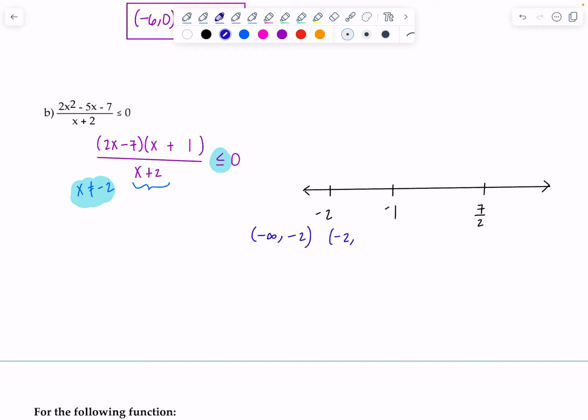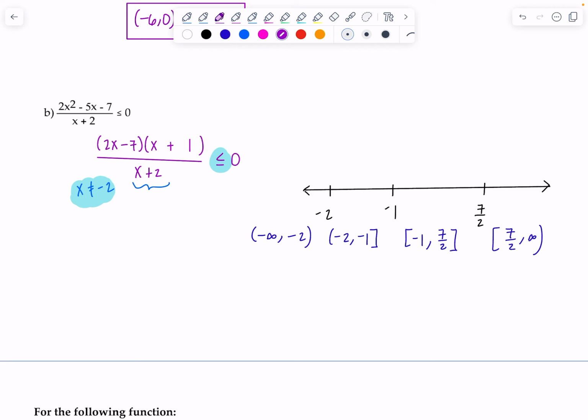And then we're going to go from -2 to -1. -1 gets a bracket because -1 is a 0 from the numerator, so we can include it in our solution set since the inequality is inclusive. And then the next one is going to go from -1 to 7/2. Put brackets on those. And then lastly, 7/2 to infinity. Always parentheses on infinity. Okay? Good. And then same process as the last problem.